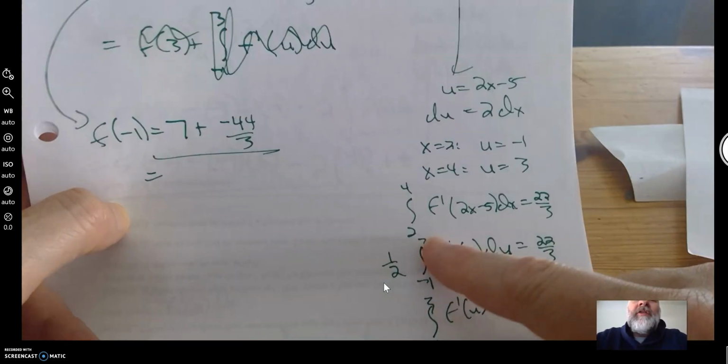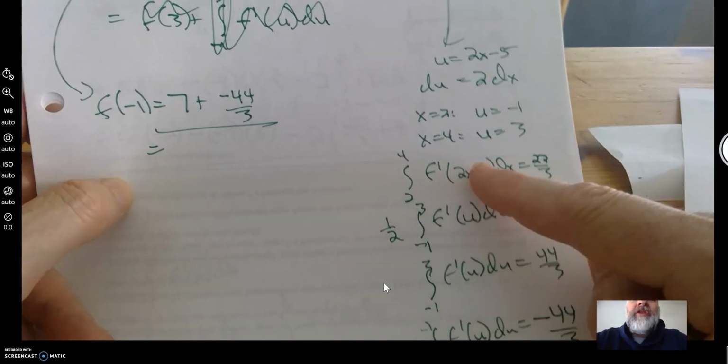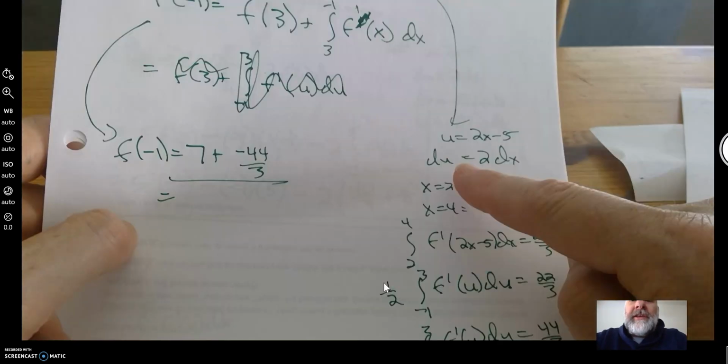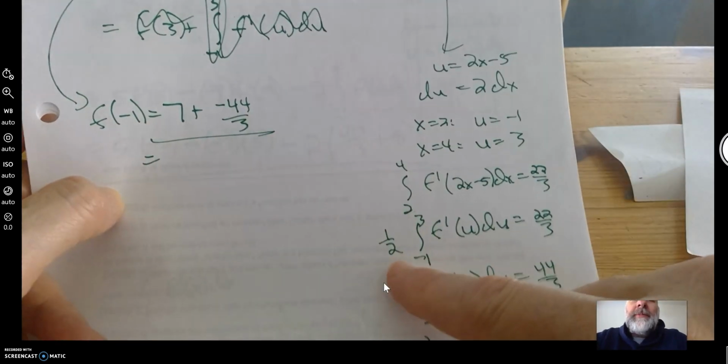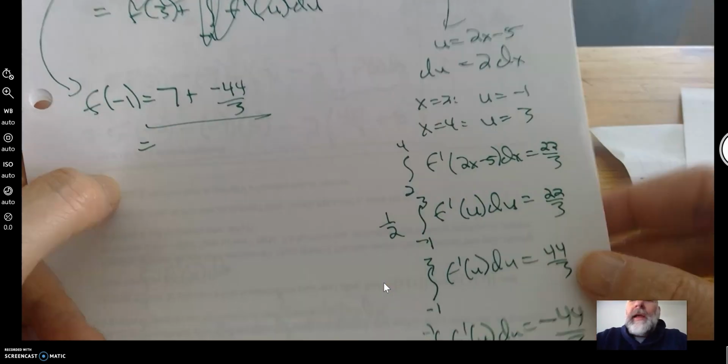So I said, all right, this is what they gave me, and now I'm going to do the u substitution that they gave me. So this becomes u, and du is 2dx, so 1/2 ends up going out in front because dx is 1/2 du. Got it.